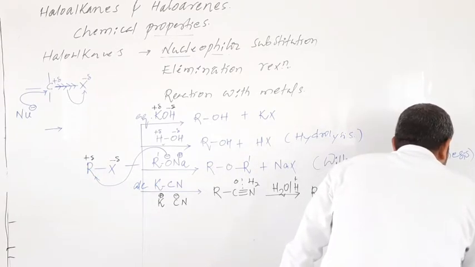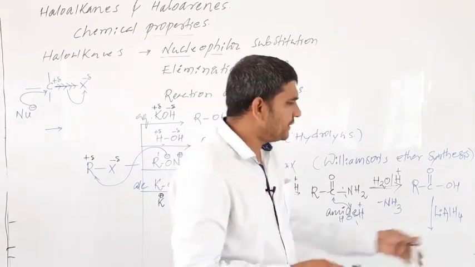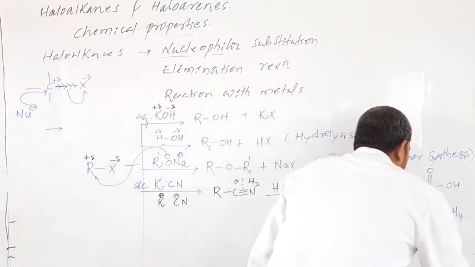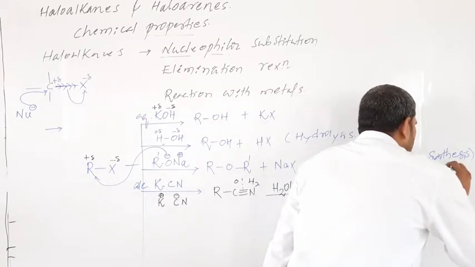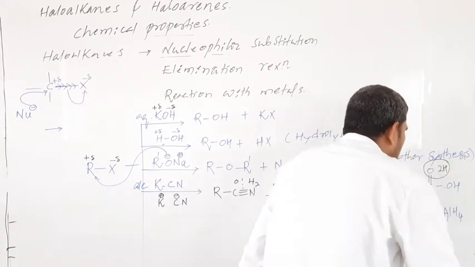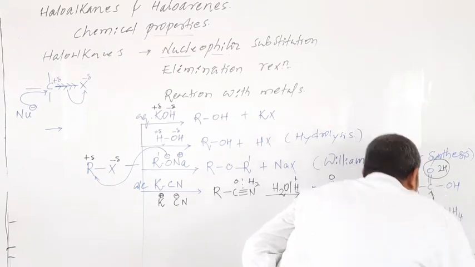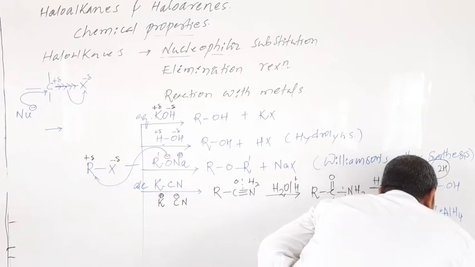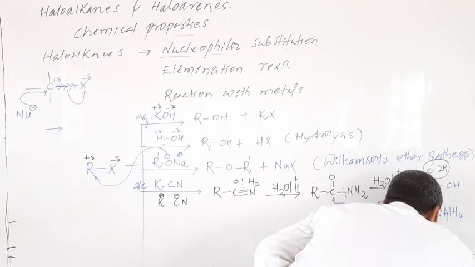And further, when you react this with lithium aluminum hydride, which is a reducing agent, it provides how many nascent hydrogens? 4 nascent hydrogens. 2 nascent hydrogens combine with oxygen to form water. The remaining two get attached to the carbon. It forms what? RCH2OH. Acid is converted into what? Alcohol. This is a reduction process.